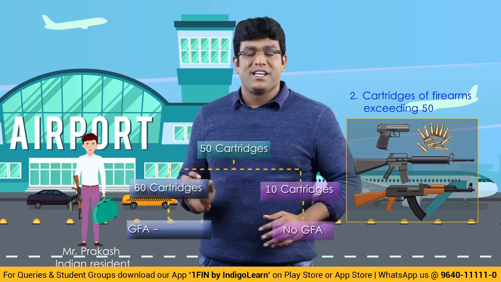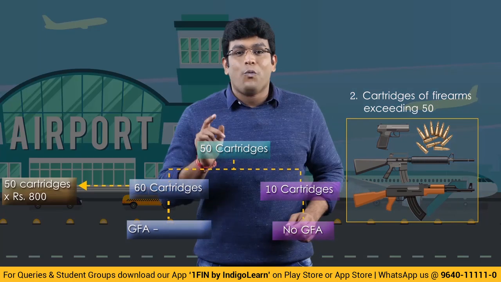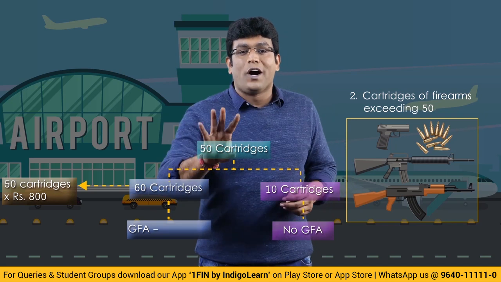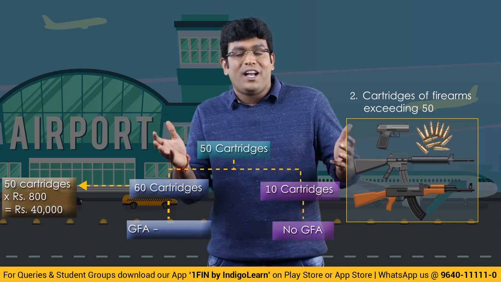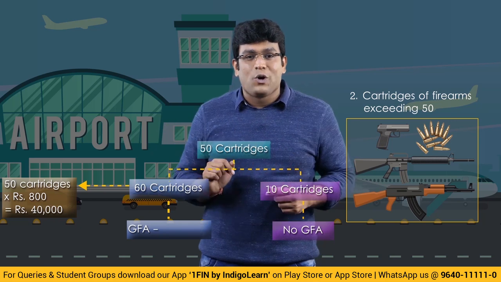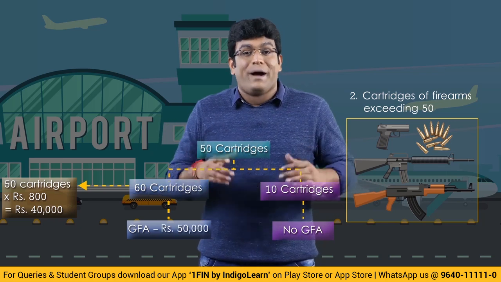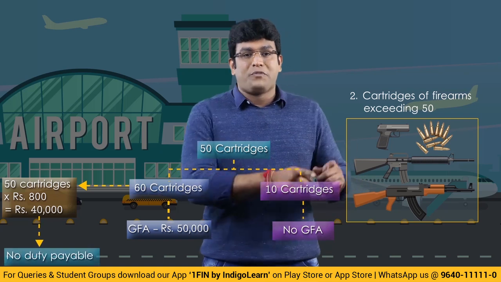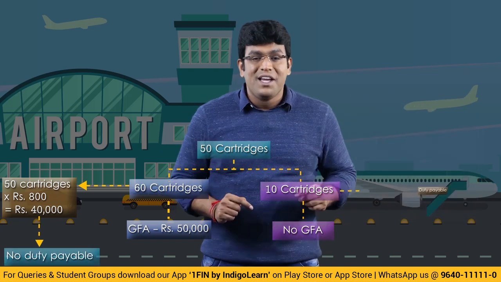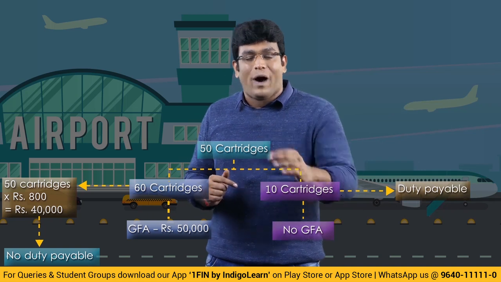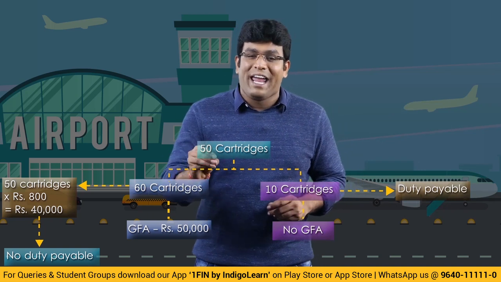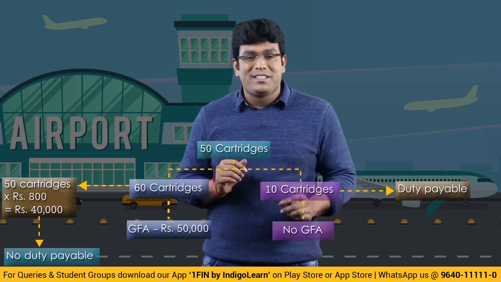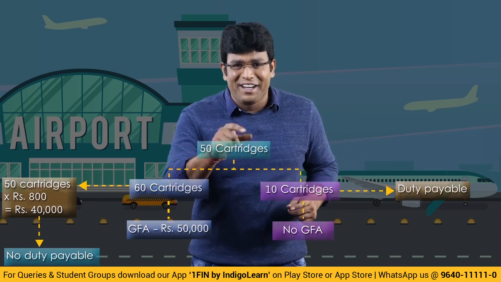So 50 cartridges of 800 rupees each. What is the value, sir? 50 cartridges of 800 each comes to 40,000. And the general free allowance that Mahesh has got is 50,000. So Mahesh will not pay duty on the 50 cartridges. But for the balance 10 cartridges, which is nothing but an Annexure 1 item, Mahesh should pay the customs duty. What rate he will pay, we'll talk in detail. Don't worry. Getting clarity, right?